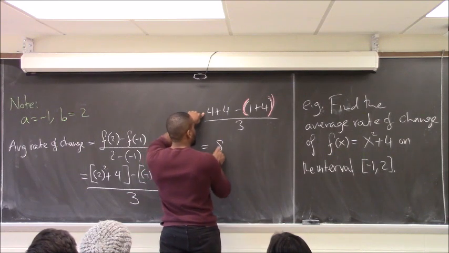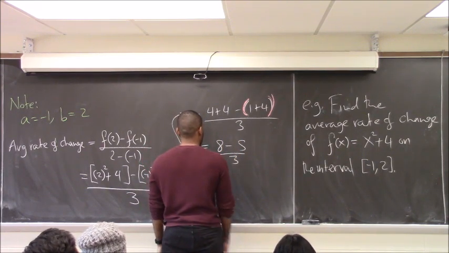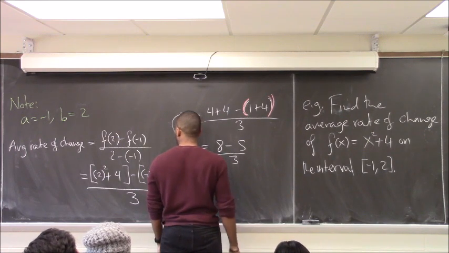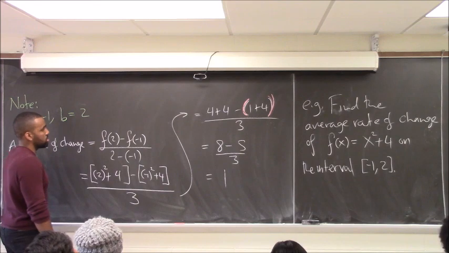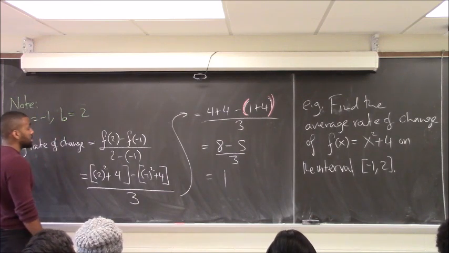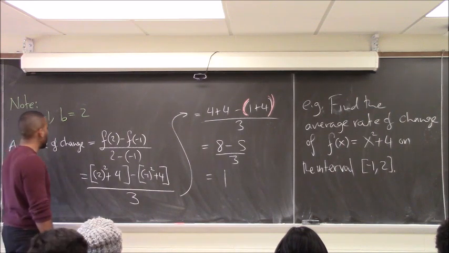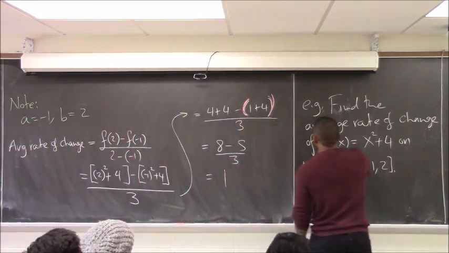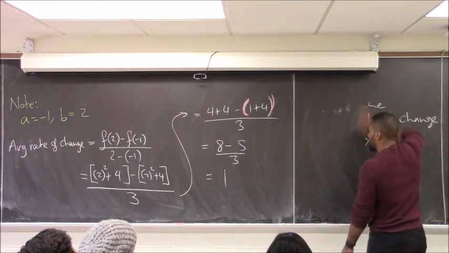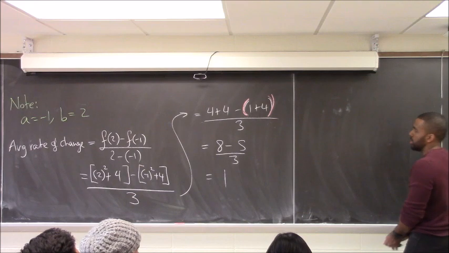This would be 8 minus 5 all over 3. And the answer is going to be, well, 1. So basically this is saying, on average on this interval, this function, every time the x value increases by 1 unit, the y value will also increase by 1 unit. If it were, say, -1, the way you could interpret that is to say every time x increases by 1 unit, the y would decrease by 1 unit.